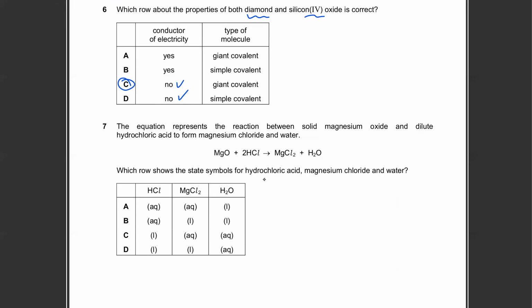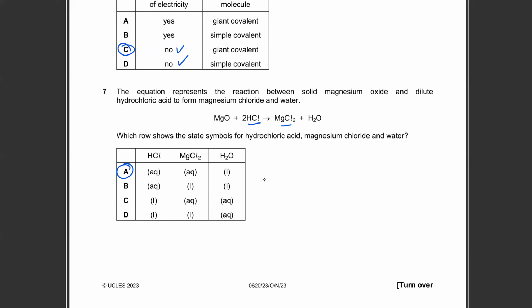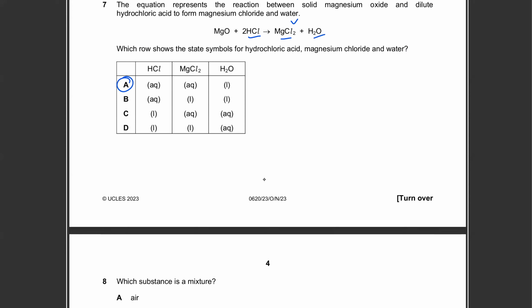Next, when you've got this reaction, you have to write the states. What's the state for HCl? HCl is aqueous. MgCl2 is aqueous too, so that's going to give you A, right? Chlorides are all soluble except for silver and lead. And water is always a liquid.